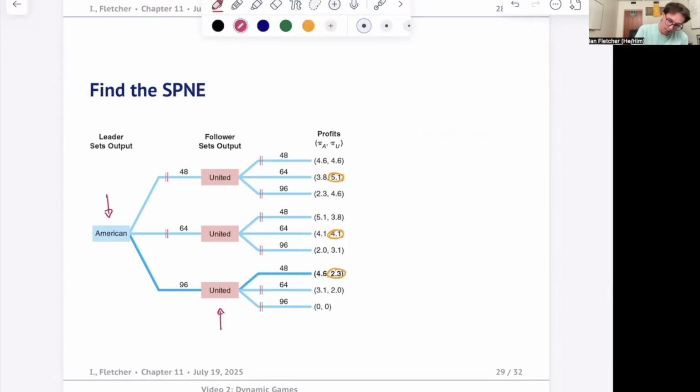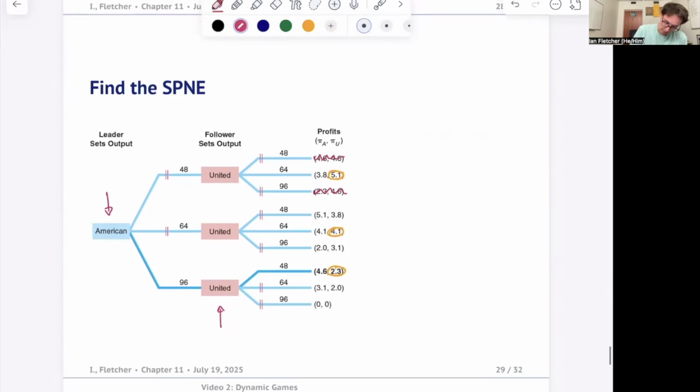And so now we can ignore this outcome, this outcome, this outcome, this outcome, this outcome, and this outcome, because we know what United is going to do regardless, right? So now American just has to choose between 3.8, 4.1, and 4.6. And obviously, they're going to choose 4.6 because it's the best option. And so that leads us to this pathway being the dominant strategy.